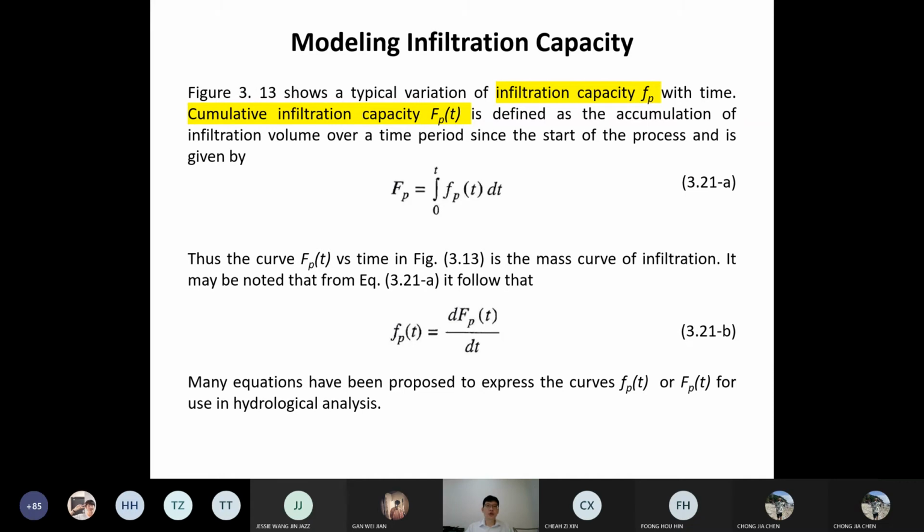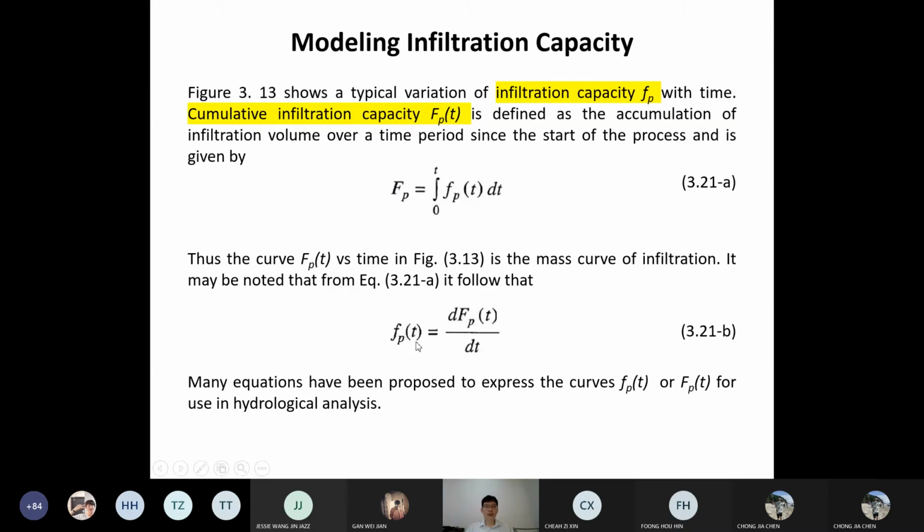So for this one, modeling the infiltration capacity. For the infiltration graph, you have to remember there are two very interesting things. This one is the cumulative infiltration capacity, big FP per T, which is the integration of the infiltration capacity with time. So we integrate over all the time. If it is 2 hours, we integrate all the 2 hours. We get the total accumulation, what we call the cumulative infiltration capacity.